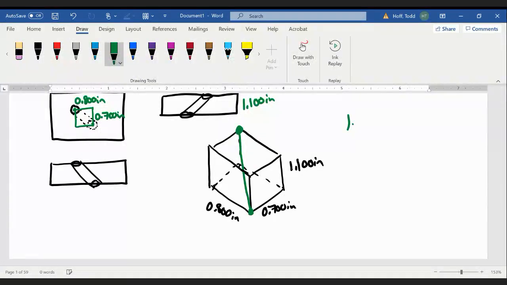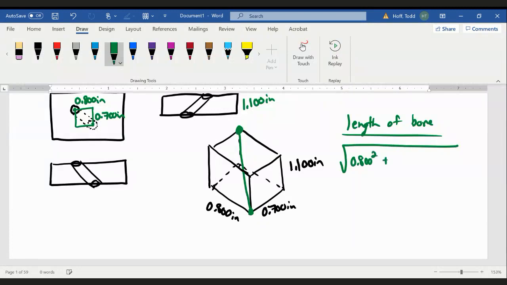So let's find the length of the bore. We did this yesterday. That is that three-dimensional Pythagorean theorem. So the square root of 0.8 squared, plus 0.7 squared, plus 1.1 inch squared. Giving us 1.530. There's the length of our bore. So that's that green line, the length of that green line. We're going to come back to using that again later.